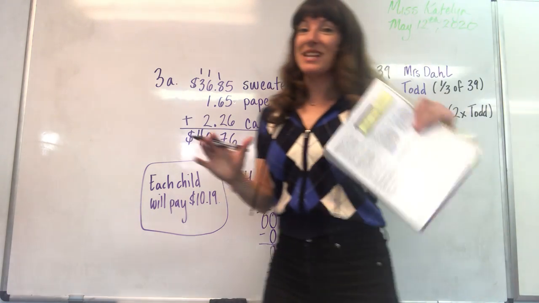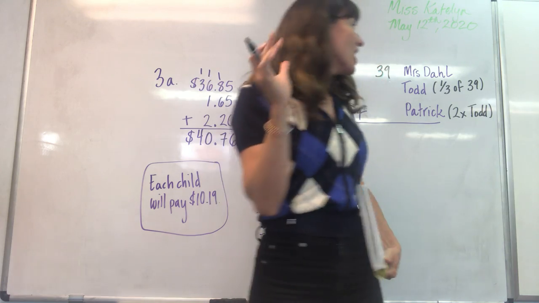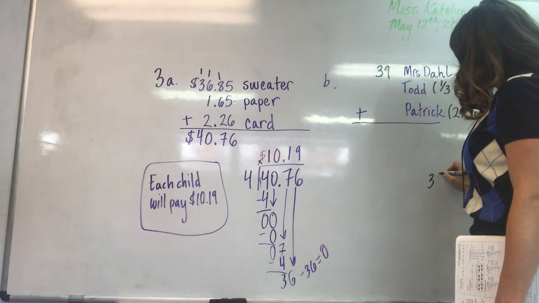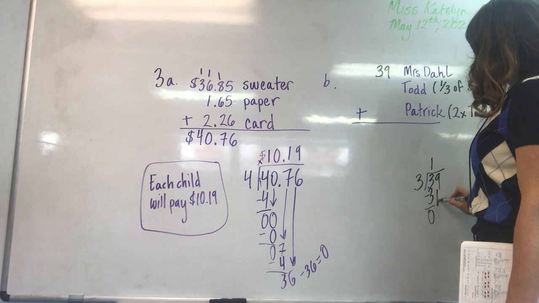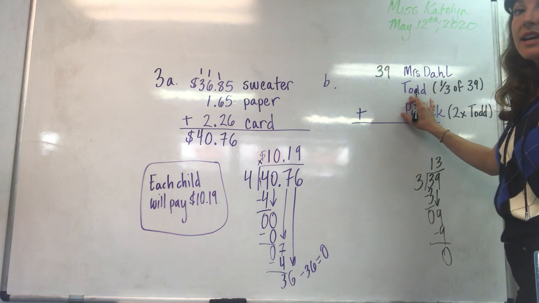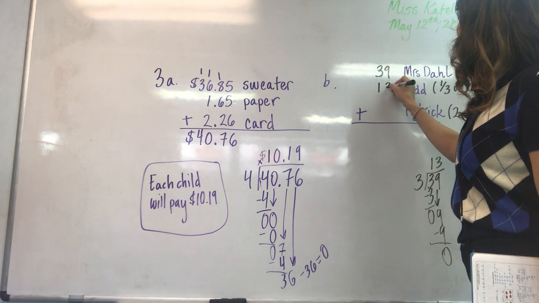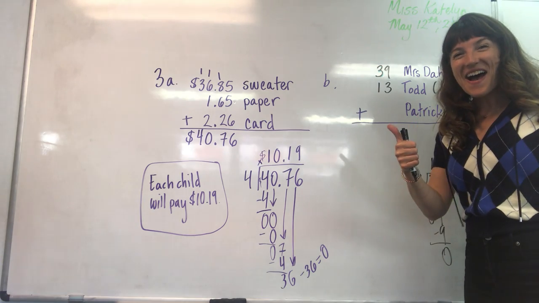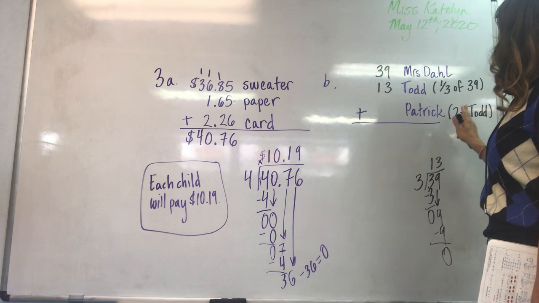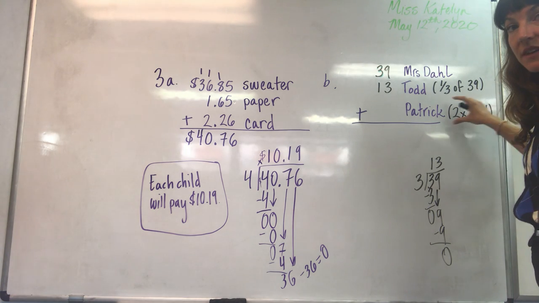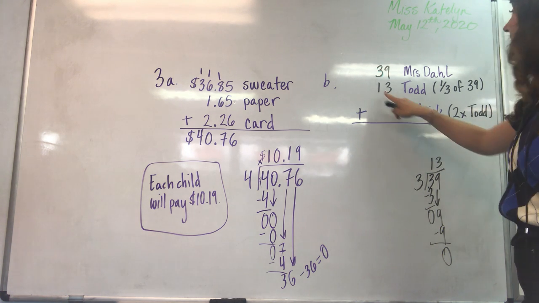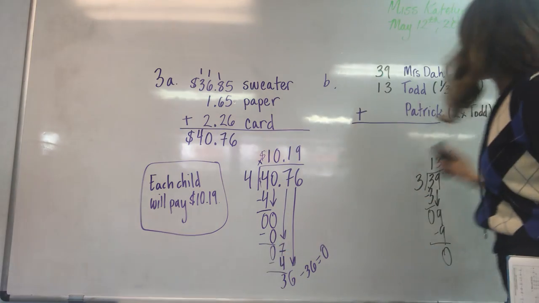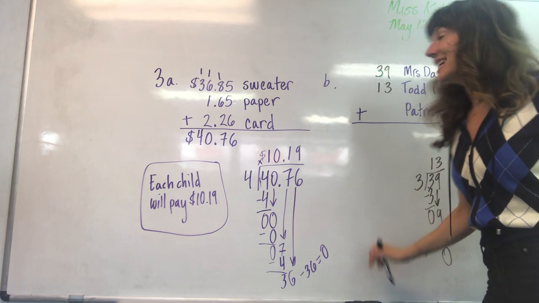I say our first equation because we must please do what is inside parentheses first. All right, so 1/3 of 39. If you want to, you can write it down. 39 divided by 3, 1, 3, 0, 9, 3, 9, 0. So now we know that Todd picked up 13. Way to go, Todd! And now Patrick, we still have another parenthesis. We still have a final parenthesis right here. We have to do what is inside this first. 2 times Todd. Now we know how much Todd has. So I erase Todd and I put in his number, which is 13.